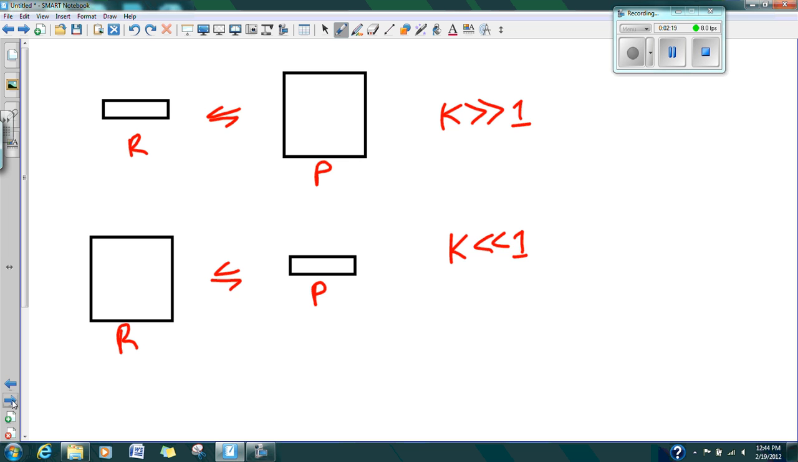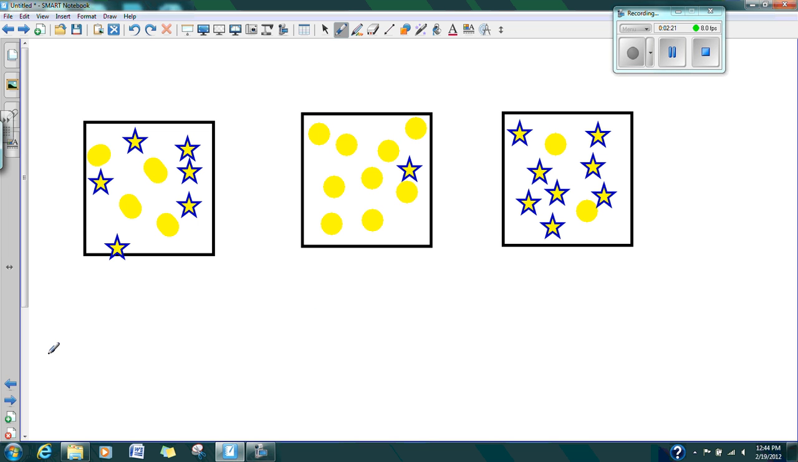Okay, moving on to another example here, just to show you, I drew some boxes with some dots and some stars, because you guys are all my stars. And what I want you guys to do is rank these in order of increasing K. So increasing K, and each one of these I've held constant that there is 10 here.